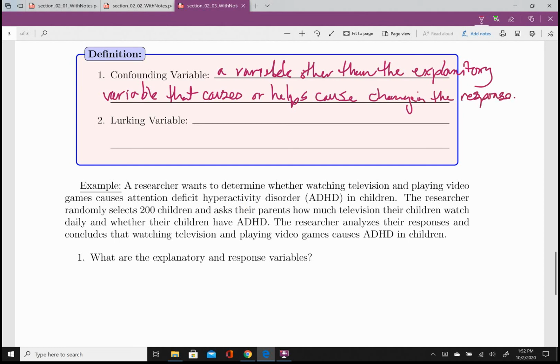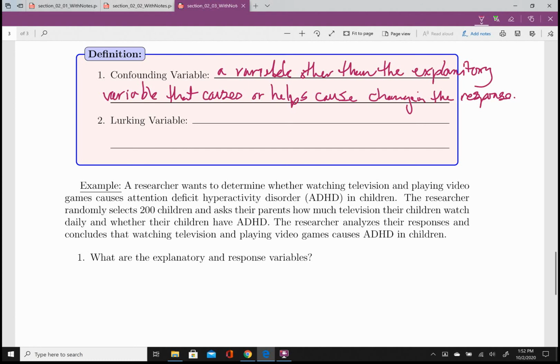Whereas a lurking variable is a variable that causes both the explanatory and the response variables to change during the study. These are not things that we get into a lot of depth in this class, just to be clear. You'll get into a little more detail on this, and it'll become more of an issue that you care about in the next level class.